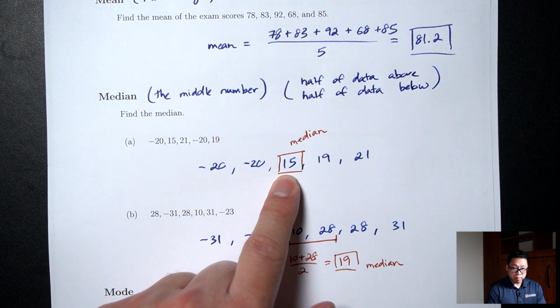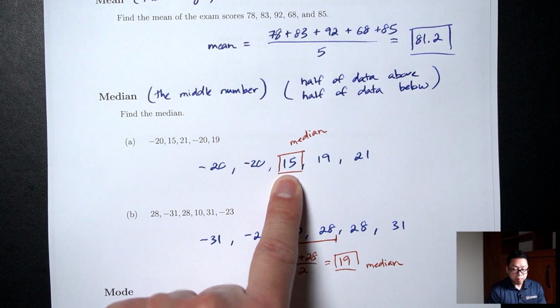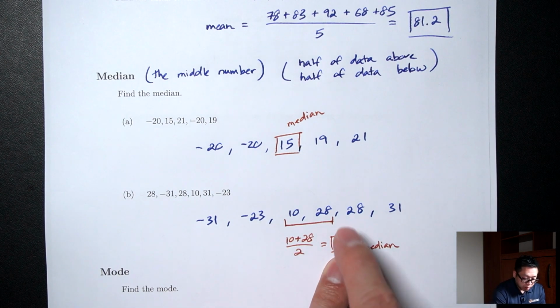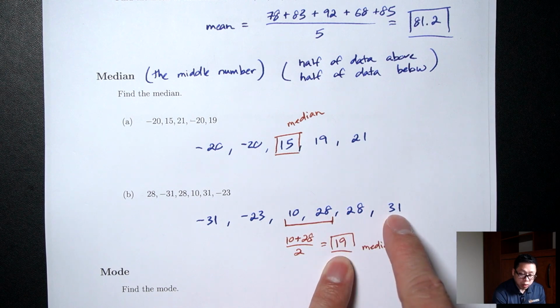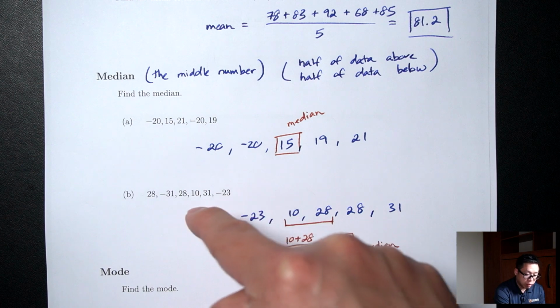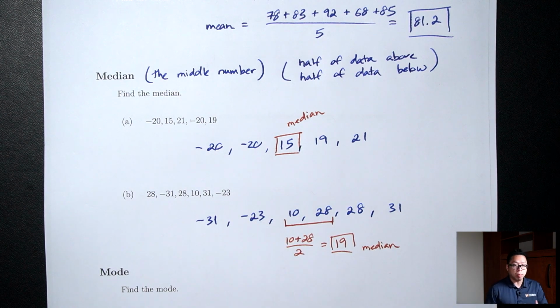So 15, notice that there's 2 data values above and 2 below. 19 is our median in the second example. Notice that there are 1, 2, 3: 28, 28, 31. So there's 3 data values above, and then below it are 10, negative 23, negative 31. So 3 above and 3 below. So same number above, same number below.